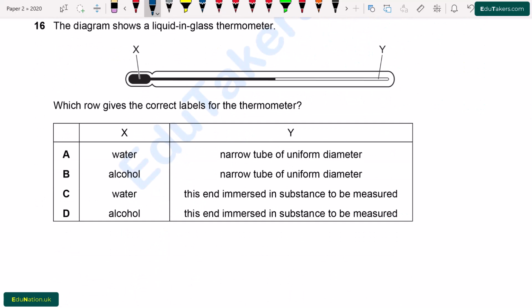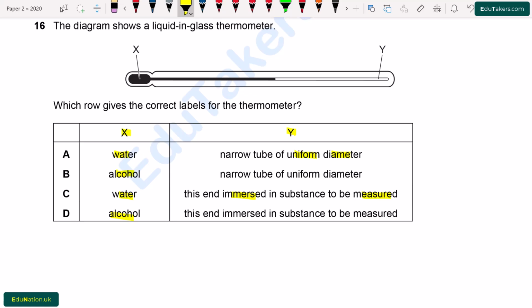Question number 16. The diagram shows a liquid in glass thermometer. Which row gives the correct label for the thermometer? X and Y. X shows water, alcohol, water, alcohol. And Y shows the narrow tube of uniform diameter and immersed in substance to be measured.